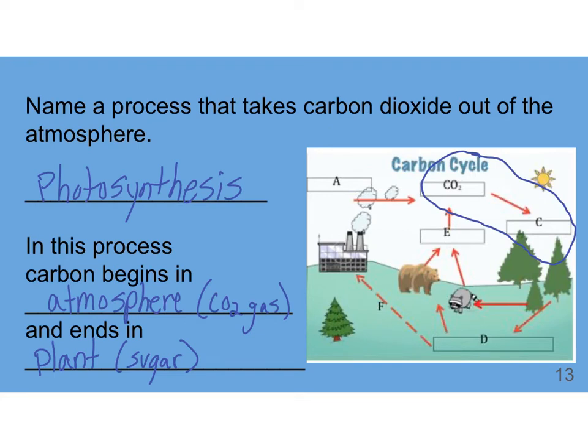Okay, name a process that takes carbon dioxide out of the atmosphere. The example that I used was photosynthesis. In this process, carbon begins in the atmosphere and it ends in the plant. So the carbon goes into the plant, and the plant is going to take that carbon dioxide and use it to make sugar. So it helps the plant, and it also helps the air by taking that carbon dioxide out of the air.